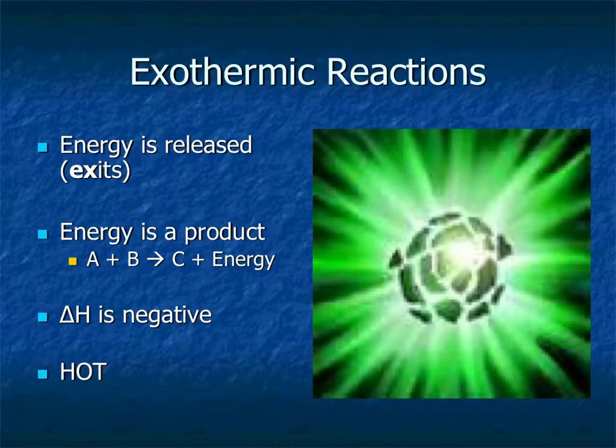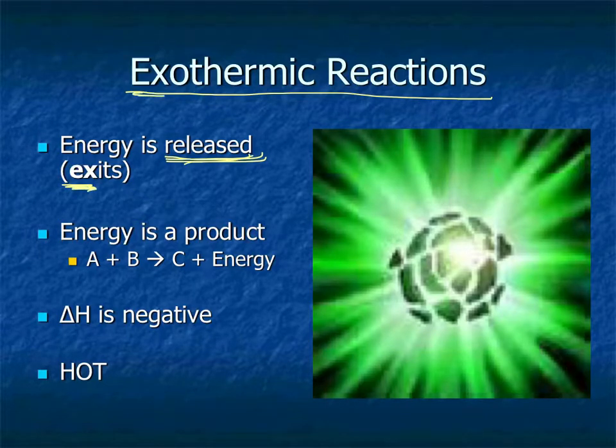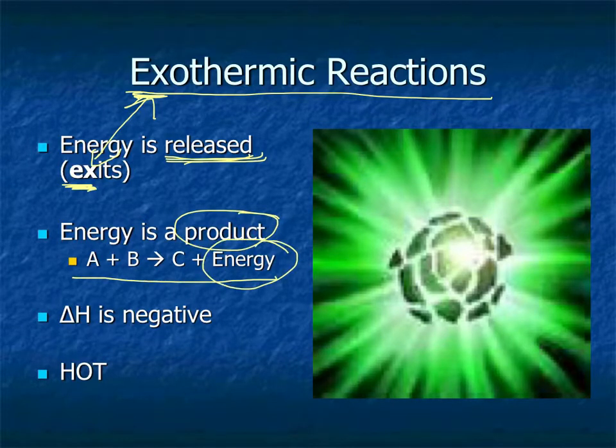Okay, so we danced around this a little bit in the last section of the video about enthalpy, but we talked about a new concept of exothermic reactions. Remember, exothermic means that the energy is being released. Energy is released from the reaction, so it exits the reaction. So the EX in exothermic helps you remember this. And we can write it as energy is a product. So we write the equation like this, where the energy is a product. That'll be useful later on when we do some stoichiometry of enthalpy.